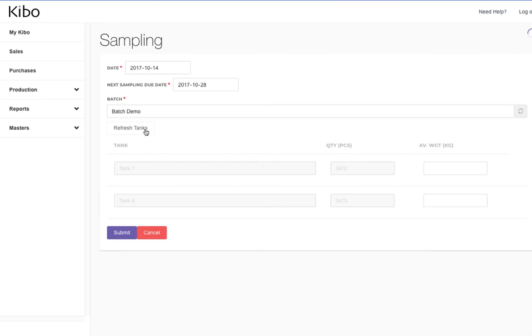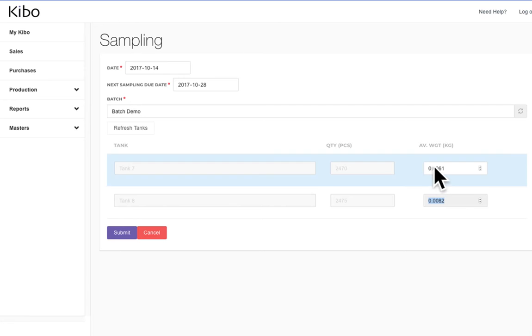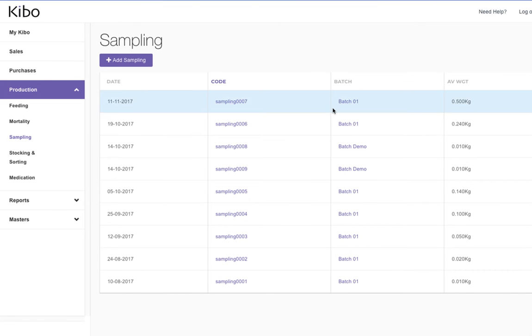I refresh my tanks. So in my sampling activity, let's assume I found that one is 6.1 grams in tank 7, and in tank 8, actually, let's say we're at 8.2 grams. And after I've put that in there, I submit. So what we've done here is create a sample record for this batch demo.